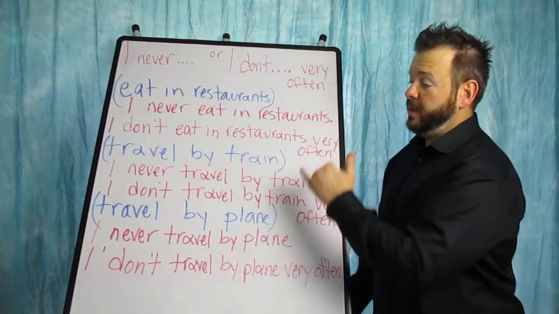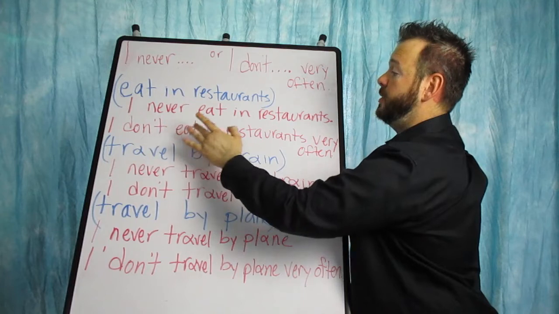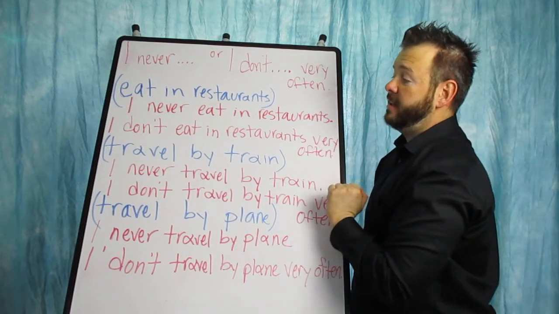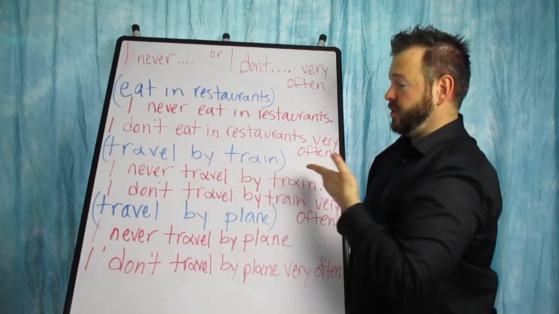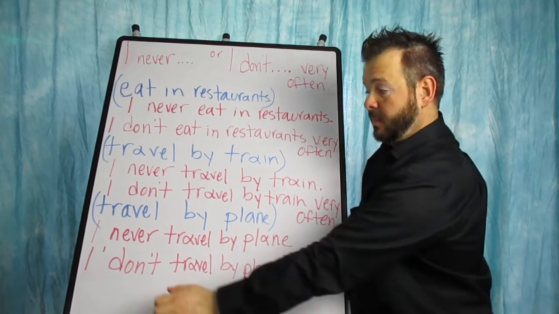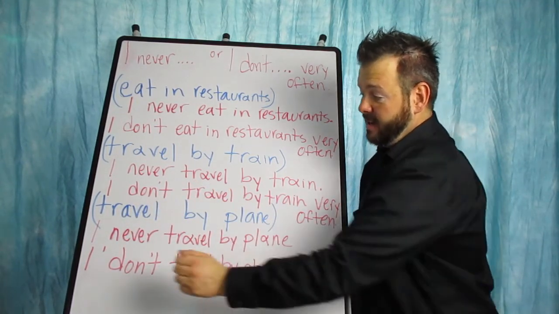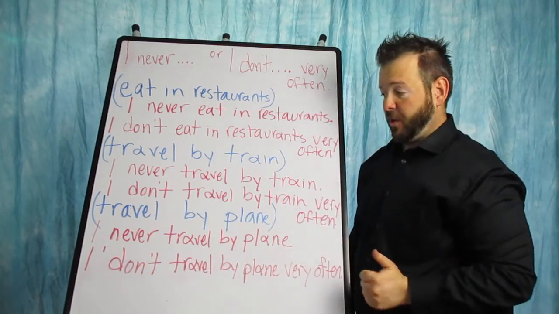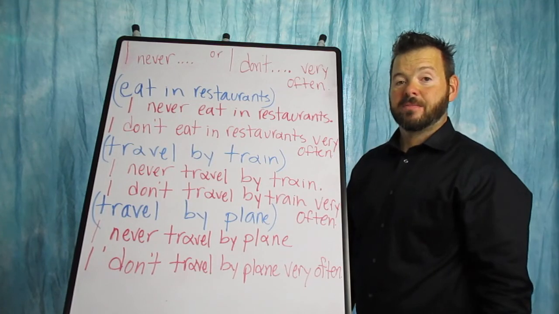All right, let me read everything. I never eat in restaurants. I don't eat in restaurants very often. So travel by train. I never travel by train. I don't travel by train very often. Travel by plane. I never travel by plane. I don't travel by plane very often. Pause it for a moment and write everything down.